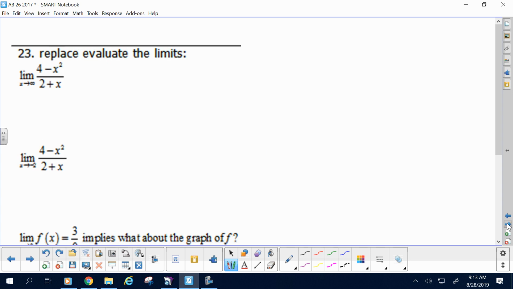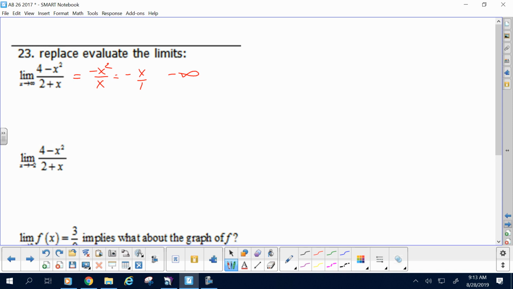23. So this is end behavior. Which wins? The top. Okay, so this is roughly negative x over 1. So as x goes to infinity, the graph goes to negative infinity. Okay, the next one, is it end behavior?